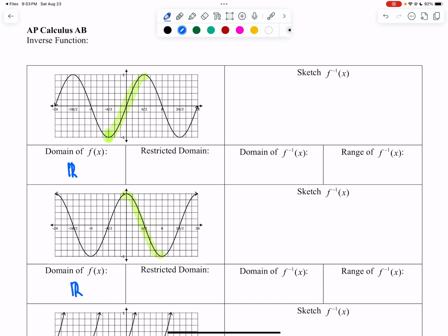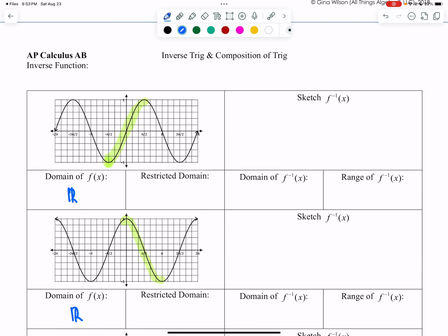Now, there is a reason why we're doing it from negative pi over 2 to pi over 2 and from 0 to pi. Thinking back in pre-calc, remember that whenever we talk about inverse sine and inverse cosine, we have a restriction in terms of my range. Inverse sine should only be in quadrants 1 and 4, and for inverse cosine, we should only be in quadrants 1 and 2.